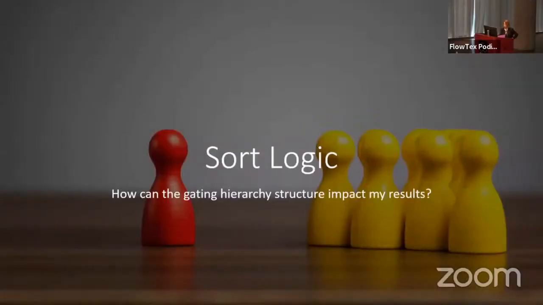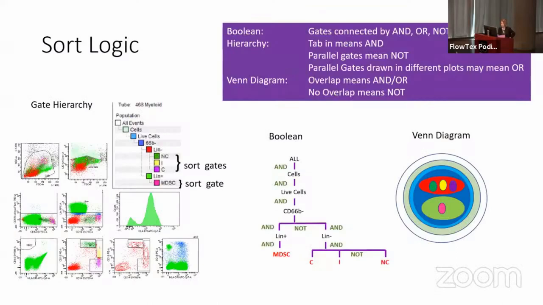Okay, other problems that people run into is, I think often because you haven't seen the whole gate hierarchy in the figure that is in your paper, you don't necessarily understand the sort logic as well as you might want to. So sort logic started out with Boolean, where you had gates, and those gates were all connected to each other by the Boolean operators of AND, OR, NOT. We moved to a hierarchy, which looks like this, and this is mostly what we're using at this point. When we tab in, we are using an AND, and when we have a situation here like this, where we have a vertical line, that is a NOT. So parallel gates that are drawn in different plots can also cause problems.